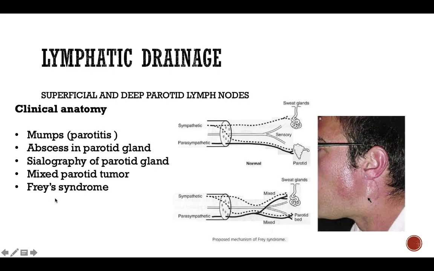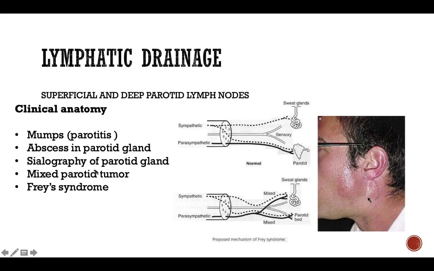The clinical anatomy of parotid gland, I would like to mention just a few clinical anatomies because there are lots in your textbook. These five are the most important. First, we have mumps. Mumps is a viral disease which produces inflammation of the parotid gland, and this is called parotitis. Second is abscess in the parotid gland. A basic abscess is nothing but pus, so it's the pus collection in the parotid gland.